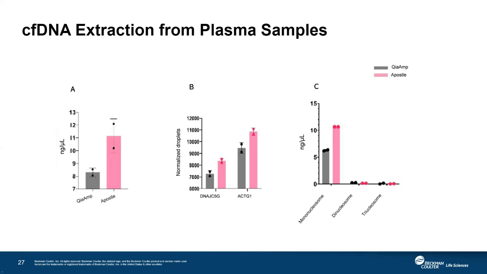When you're looking at these specific genes, so we're looking at this middle graph here, those specific genes that we did the ddPCR assays on, you can see that there's a 15% higher yield with the Apostle, which are those pink bars. And then if you look at these cell-free DNA fragments with a bioanalyzer, we can see that the mononucleosome cfDNA concentration in these Apostle samples was 70% higher. So if you look at this overall, there's about a 40% average yield increase for all parameters using Apostle versus the QIAamp kits.